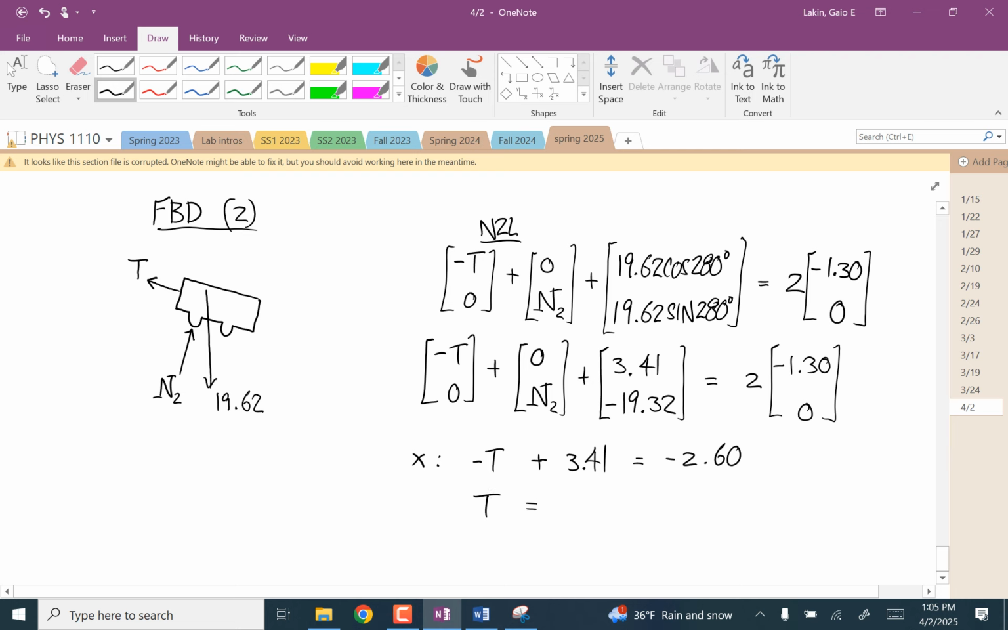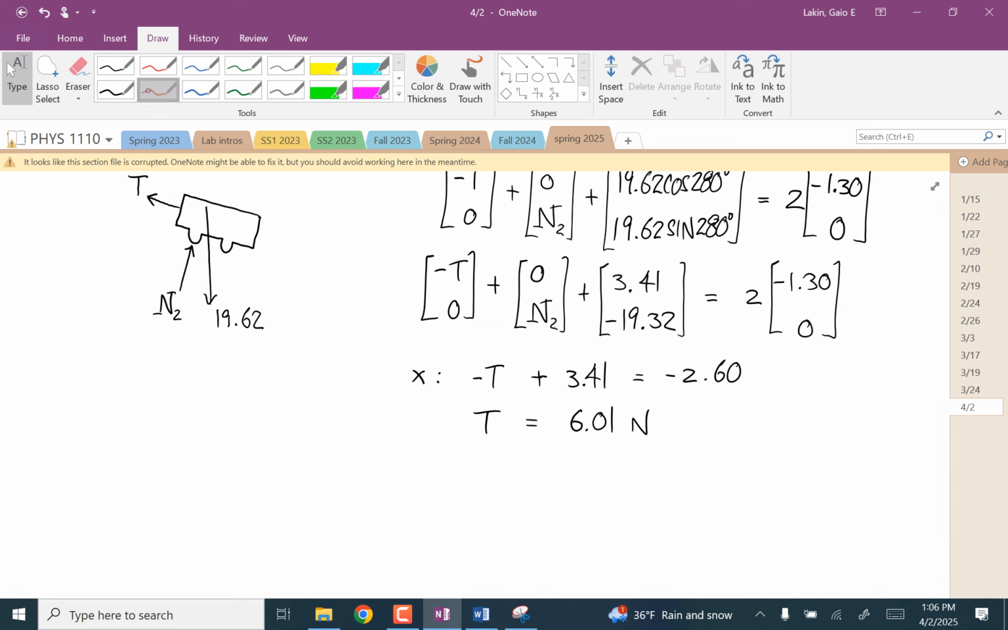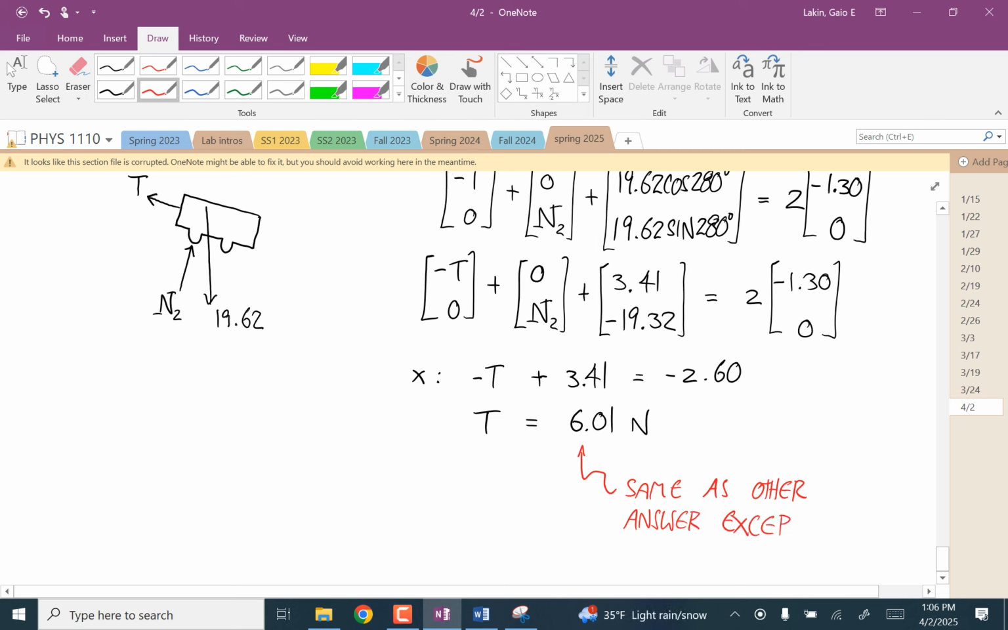And so T is equal to, this time, I mean, there's a lot of places where I rounded off, so we have some round off error in here, but this comes out to be 6.01 newtons. So this is the same as the other answer, except for a small amount of round off error.